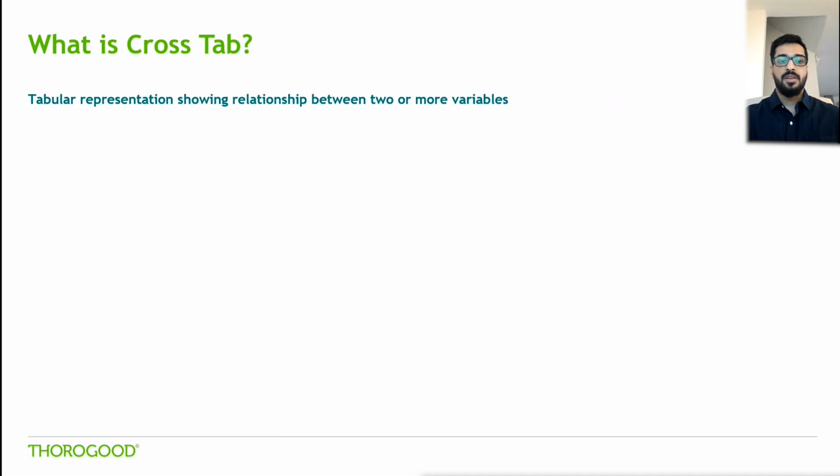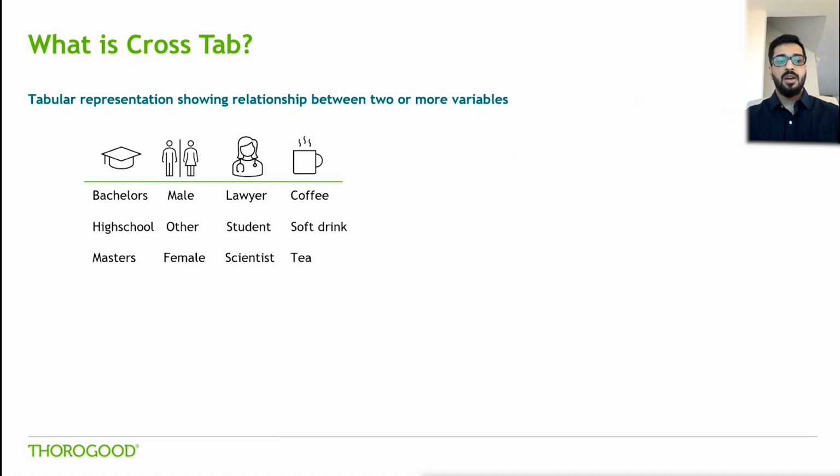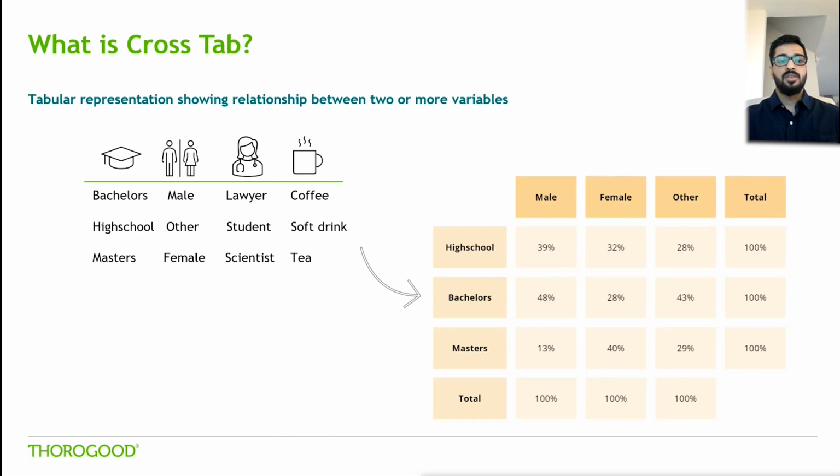Let's say we have a survey where we ask the consumers for their education, gender, occupation, and their preferred beverage. And we have a large number of replies. We can now represent this data in a crosstab to identify different relationships. For example, we can understand the relationship between gender and education by putting the gender on columns and the education on rows. Now, this tells us what percentage of male, female, and other genders have high school degrees, bachelor's degrees, and master's degrees.